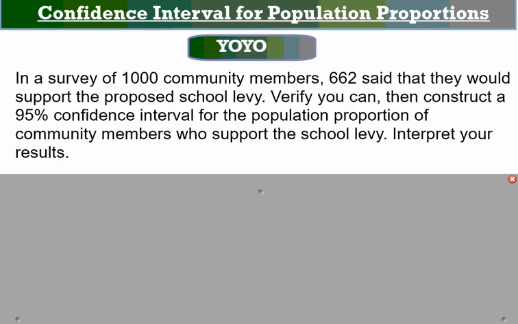I'll have you try. In a survey of 1,000 community members, so instead of voting for a candidate, let's say that they're going to vote for a proposal, like a school levy, to build a new school, like recently occurred in East Helena. First, verify you can, then construct a 95% confidence interval for the population proportion of community members who support the school levy. Give it a try and come back and see how you did.